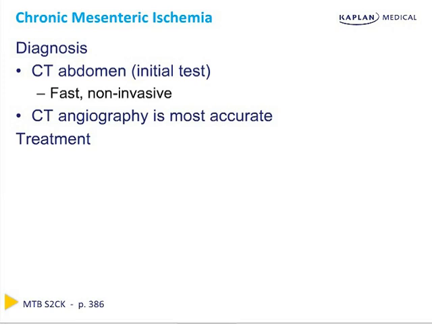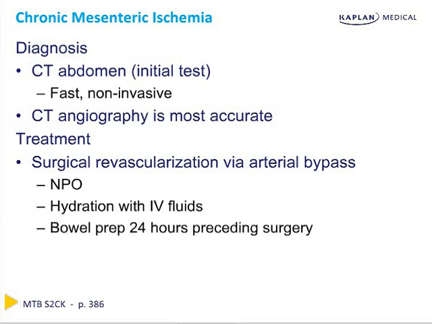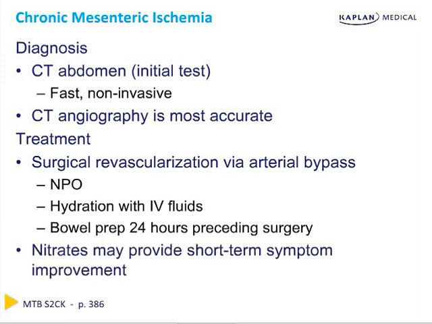The definitive treatment for chronic mesenteric ischemia requires vascular surgery and involves bypassing the diseased region of the artery in a procedure that is mechanistically similar to a cardiac bypass surgery. In preparation for this surgery, and for all elective surgeries that involve the bowel, the patient must not only be made NPO and be given IV fluids, but a bowel prep must also be initiated 24 hours before surgery to ensure that all of the enteric contents are expelled before the operation. Note that while surgery is the only way to correct the problem, nitrates may provide some relief to patients with mild symptoms by inducing vasodilation of the mesenteric vessels.